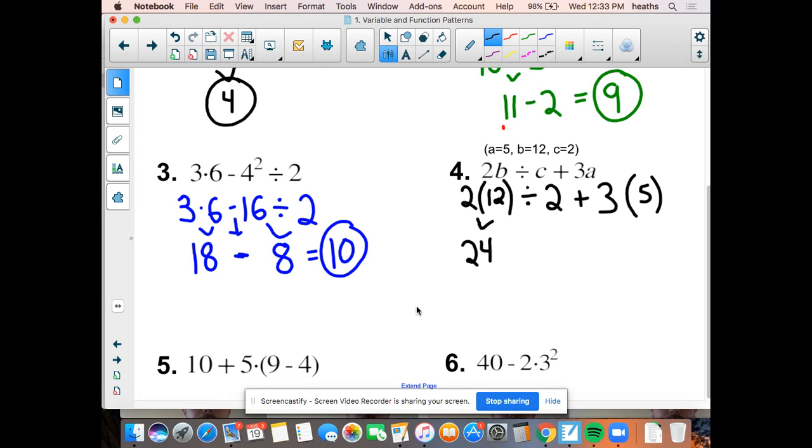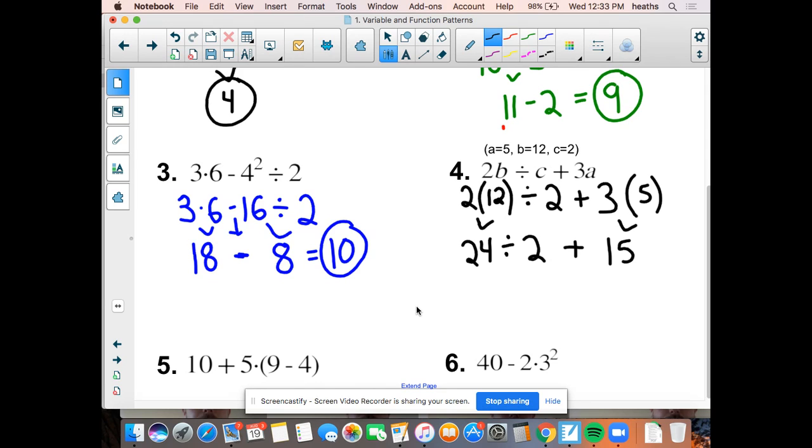And 3 times 5 is going to be 15. Then let's drop the rest of our problem down. Let's not forget about that. So 2 times 12 is 24 divided by 2 plus 15. Okay, so now we're left with division and addition.